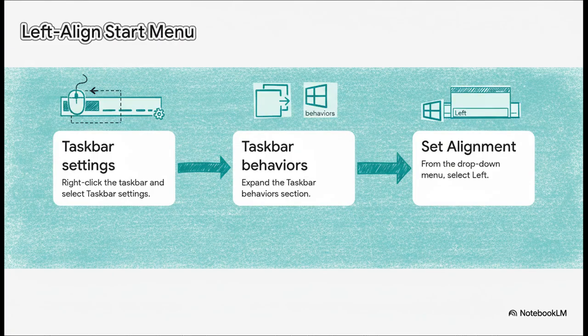Thankfully, the easiest fix is built right into Windows. You can move that Start menu back to its rightful home in the bottom left corner with just a few clicks in the taskbar settings. This one change alone makes a huge step towards getting that classic feel back.